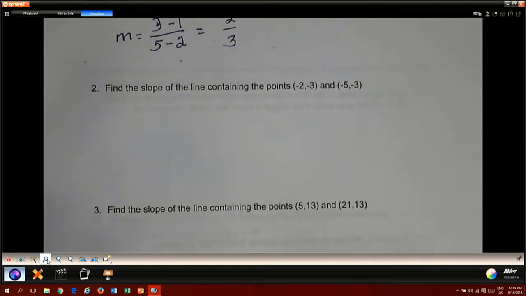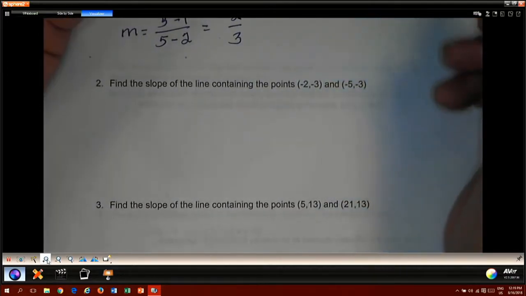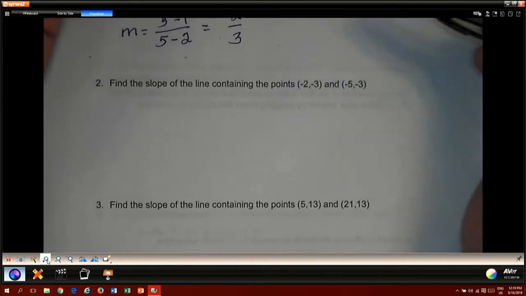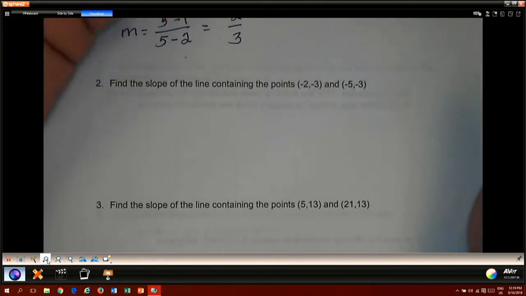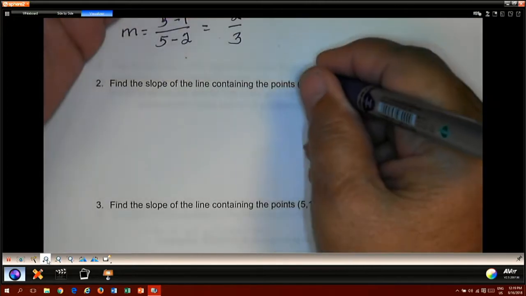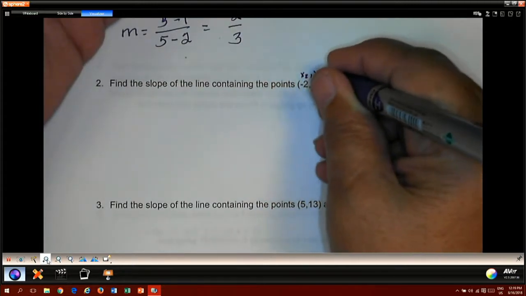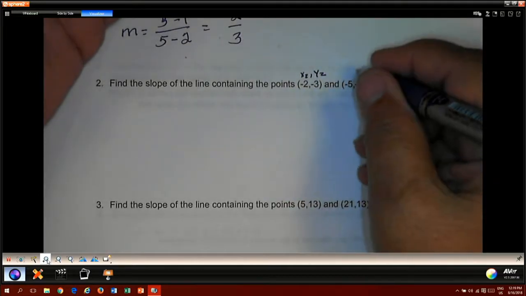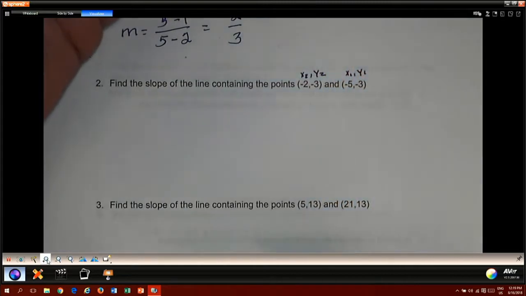Second one, we're doing the same thing. We're finding the points. Again, we usually count x2, y2 as the point with the higher x value, simply because that way the denominator is always positive. So -2 is greater than -5. So the first point is x2, y2. Second point is x1, y1.